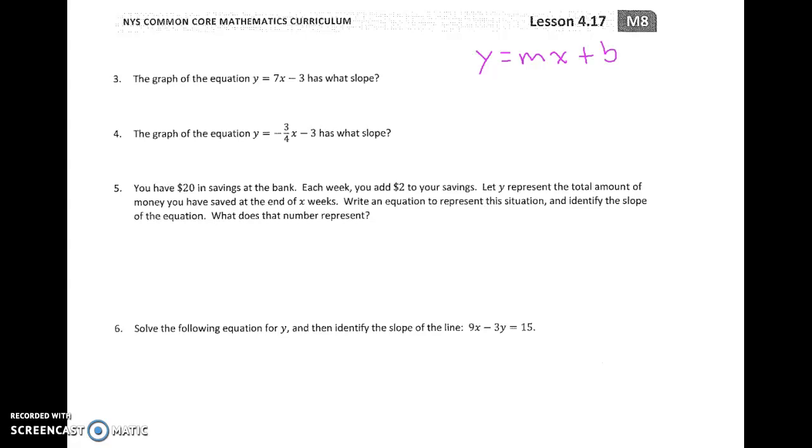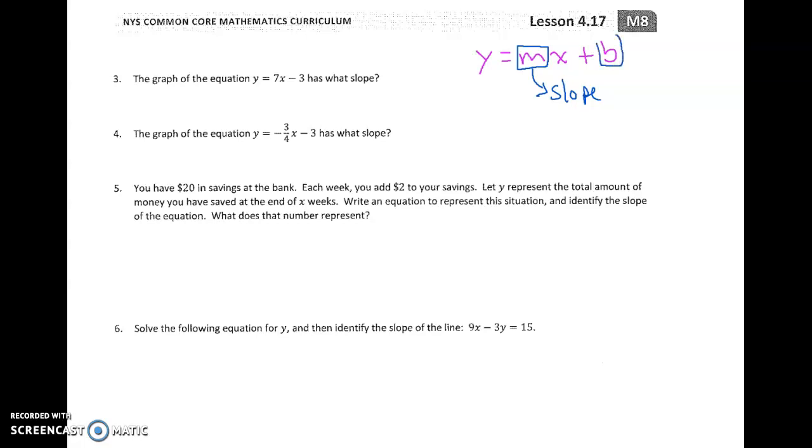Now, x and y are just our input-output table, right? They're points on the graph. We can pick x values and get y values out. What we're concerned with here is our m and our b. The number attached to the x, the coefficient, that is our slope. We don't have to figure it out. We don't have to do rise over run. We don't have to do the slope formula if it's written in this form. Whatever number is a coefficient of x is the slope of the line.